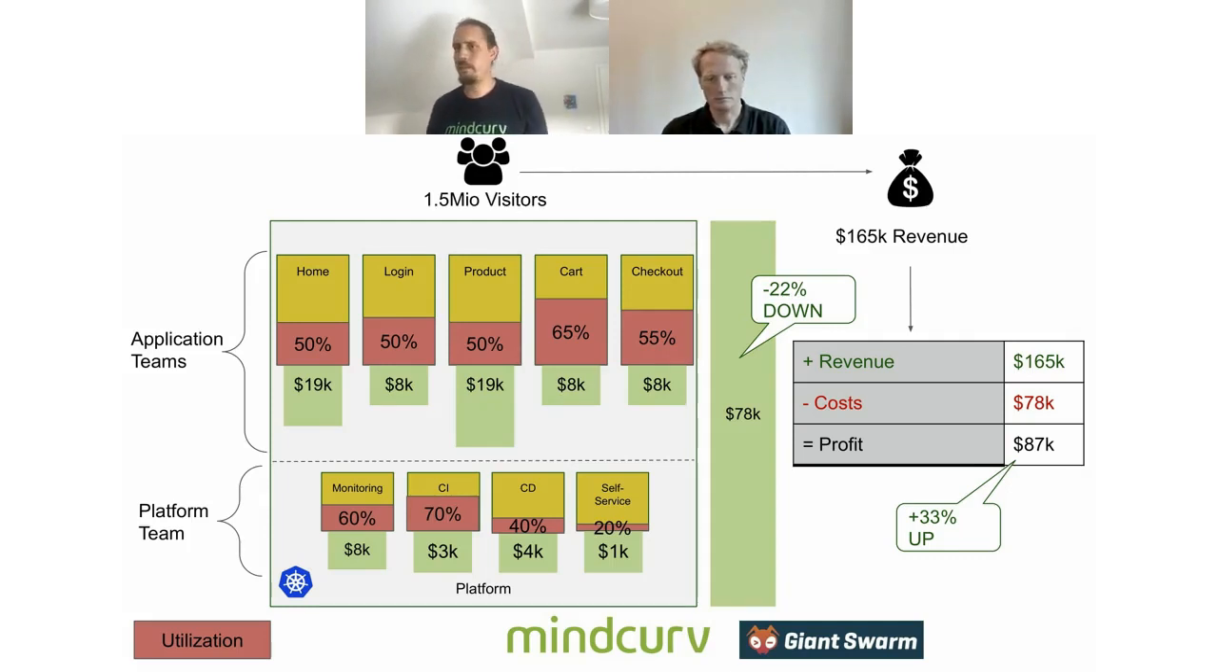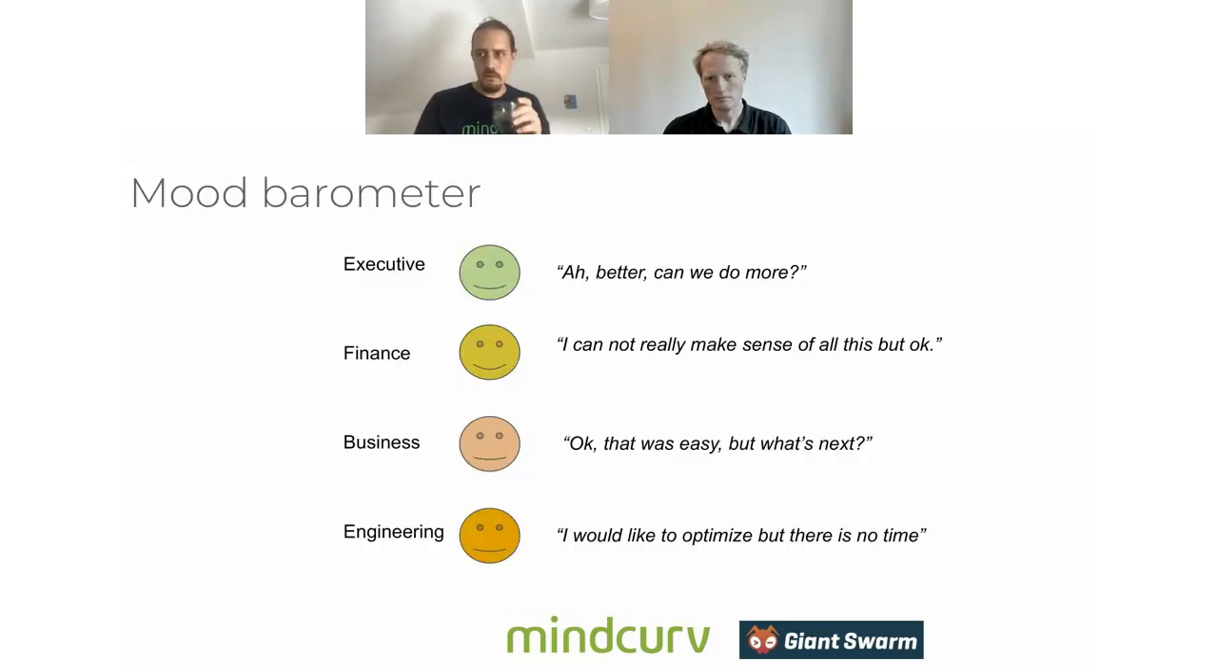I think this is a good example of how a central FinOps team can also help and support without causing too much, let's say, friction or effort and lead times in optimizing further. So, okay, let's look at how the executive feels. Better, but wants to do more. And finance says, I cannot really make sense of all this, but okay.